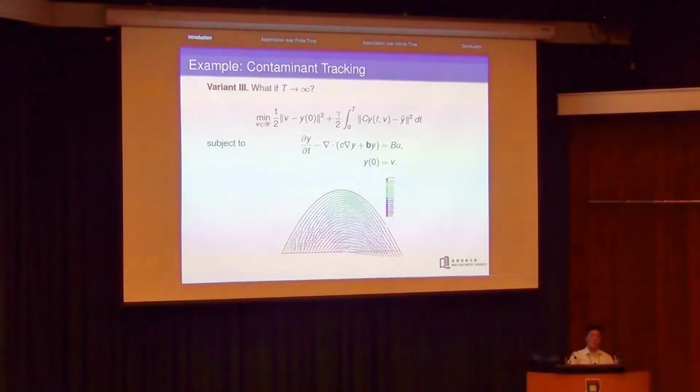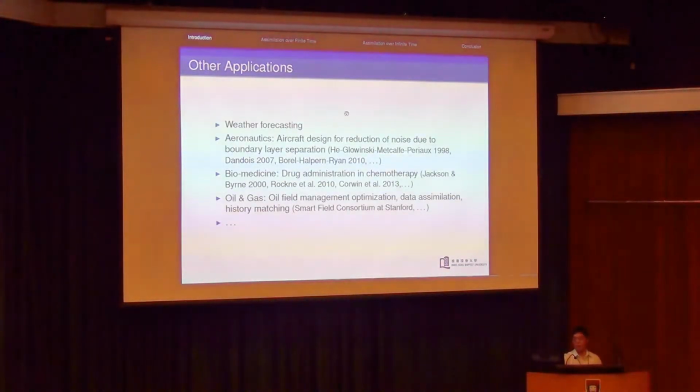Now there's a third variant. Before, I tried to minimize the discrepancy given data from 0 to capital T. Now what happens if I have an infinite stream of data that keeps coming? Is it possible to have a method that converges to the actual observed trajectory as capital T goes to infinity? So that's the third variant. And of course, I talk about weather forecasting and contaminant tracking.